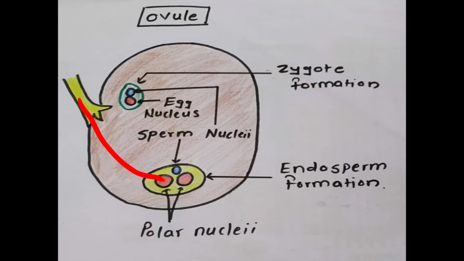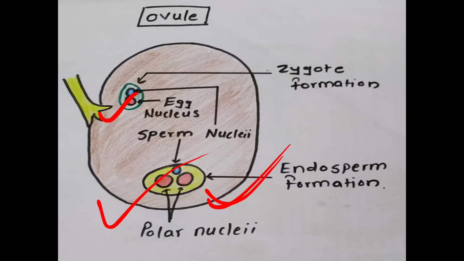So this is a very important definition. Here two fertilizations take place. One fertilization is of the male gamete with the female gamete. The second fertilization is of the male gamete with the two polar nuclei, and this is why it is called double fertilization. In this way the process of sexual reproduction in plants takes place.